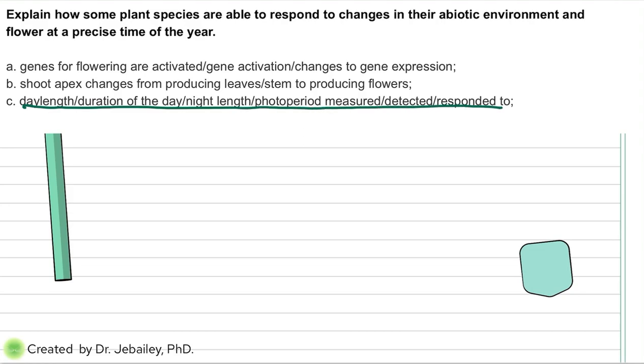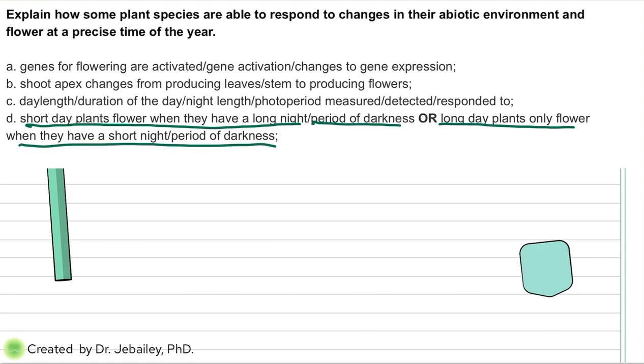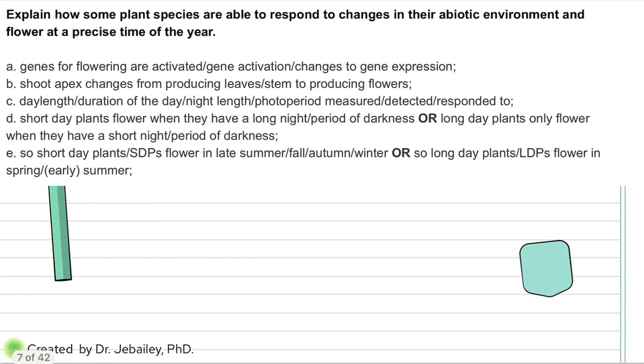So again, like I told you, it's all based on the day and the night length in order to see if it's flowering. Short day plants flower when they have a long night period of darkness, and long day plants only flower when they have a short night period of darkness, which basically I was talking about with the PR and PFR. So the short day plants flower in the late summer, fall, autumn, and the long day plants flower in the early spring to the early summer.